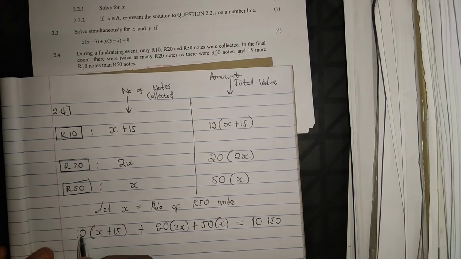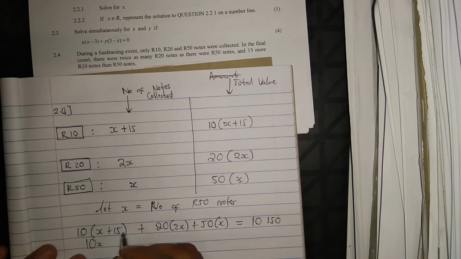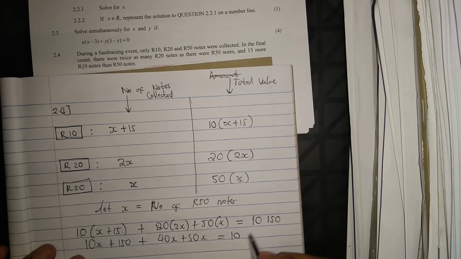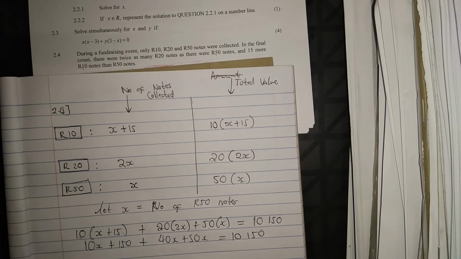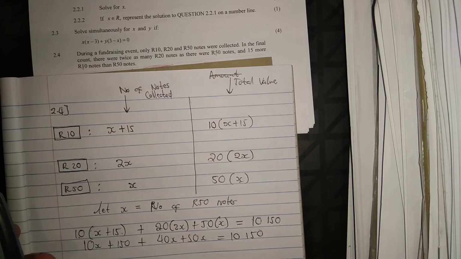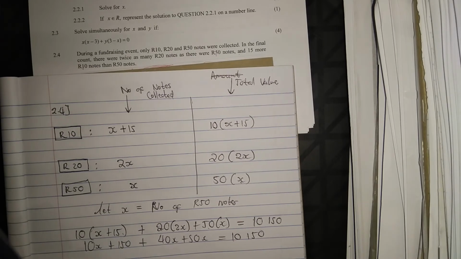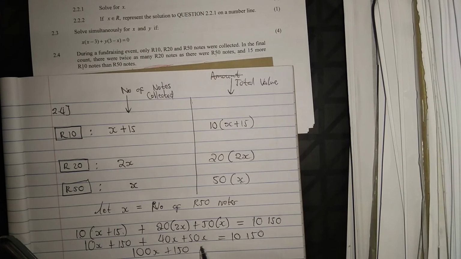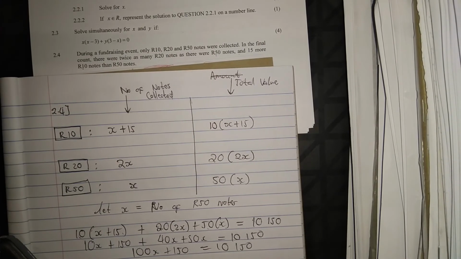So let's simplify and remove our brackets. Let's distribute the 10. So 10x, 10 times 15 is 150, plus 20 times 2x is 40x, plus 50x equals 10,150. So we have like terms: 10x plus 40x plus 50x gives 100x. So 100x plus 150 equals 10,150.